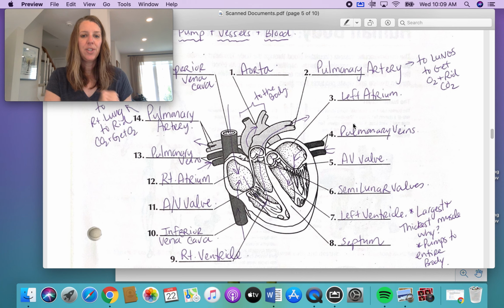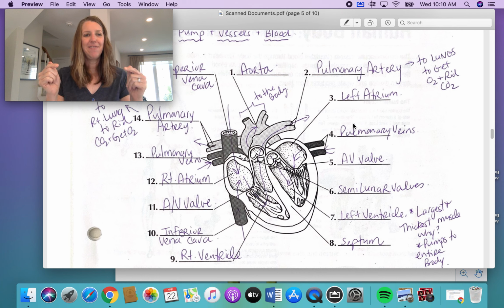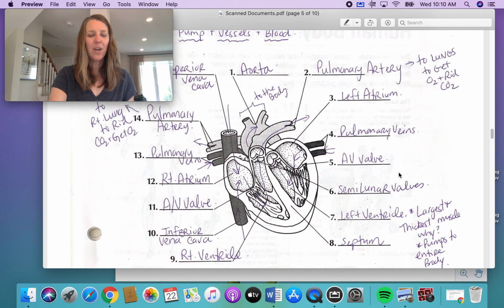You'll also notice that there are some control valves that prevent the flow of blood from going where it's not supposed to go. The AV valve is the valve that controls between the atria and the ventricle, and then it's either on the right side or the left side. And then the other valves are the ones called the semilunar valves. These are the ones that prevent the blood flow from going out a vessel when it's not ready to go.